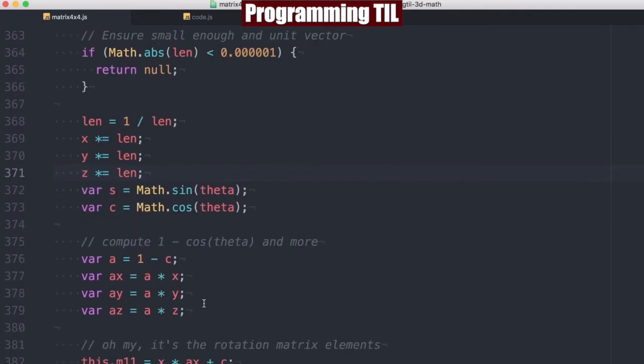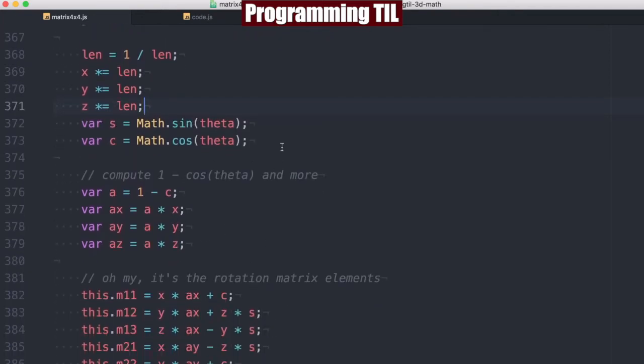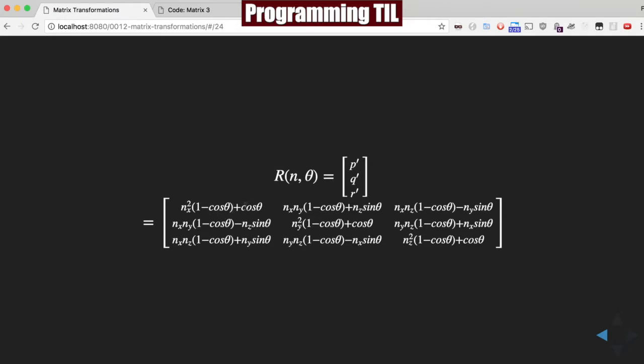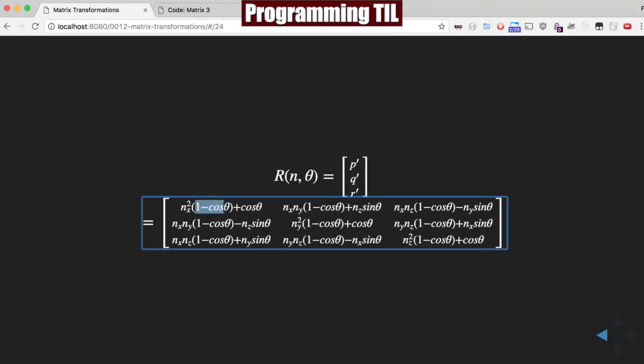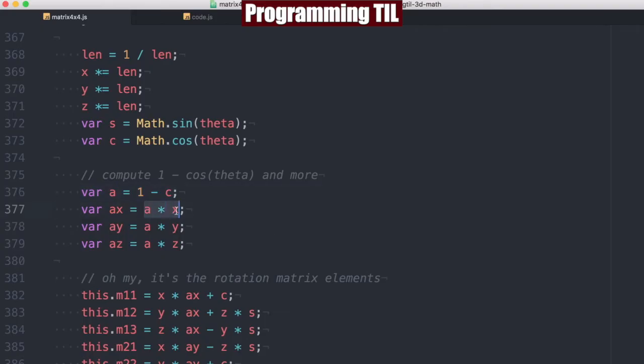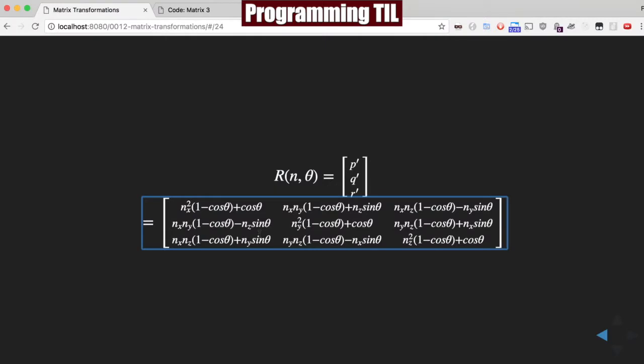And then we can actually start doing the math. So we have a few pre-computed values here that we're going to use throughout. Math sine of theta, math cosine of theta, so you can see cosine of theta, sine of theta. And then this 1 minus cosine theta we're going to call shorthand A. So each of these elements is used over and over again. And then A times X, A times Y, A times Z.